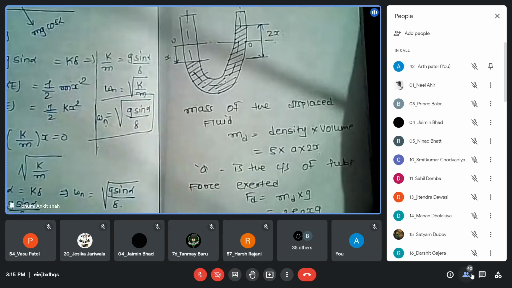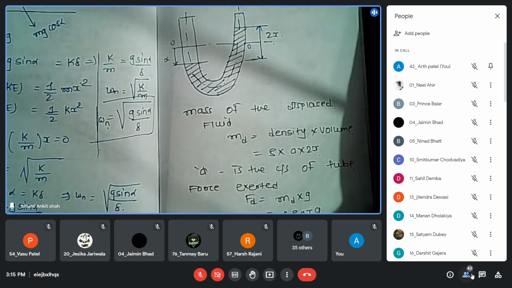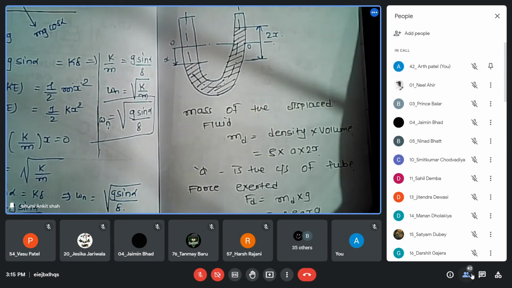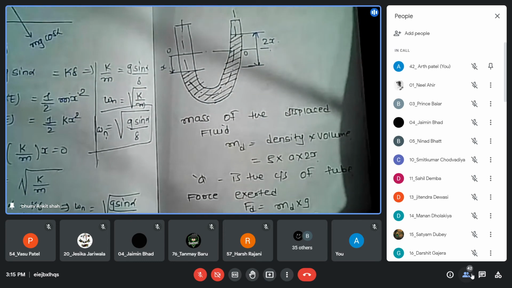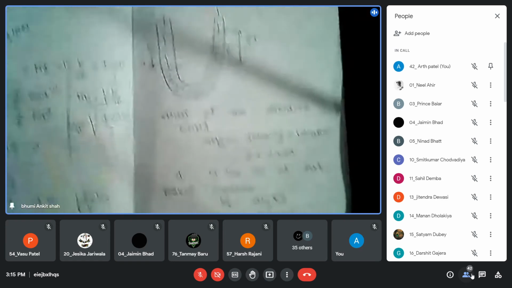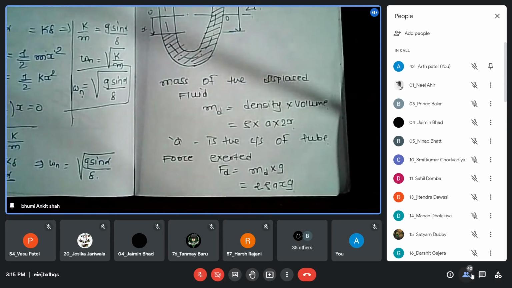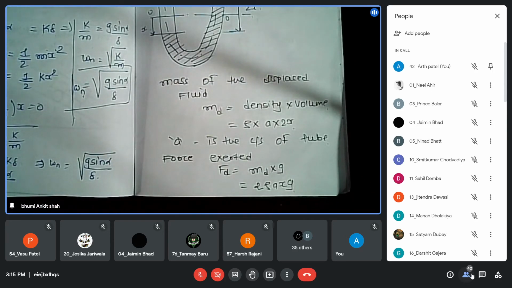So you can write the mass of displaced fluid md is equal to density into volume. Density of the fluid we don't know, so we will write rho. A is the cross section area of the tube and the displacement of fluid is 2 into x. So it is rho into A into 2x. Now what is the force exerted? Force exerted is equal to md into g, the mass displaced into gravity. So just put the value: 2 rho A x into g. So this is the force exerted. Clear?